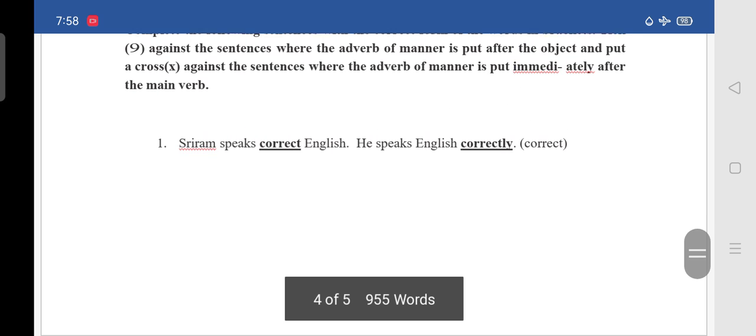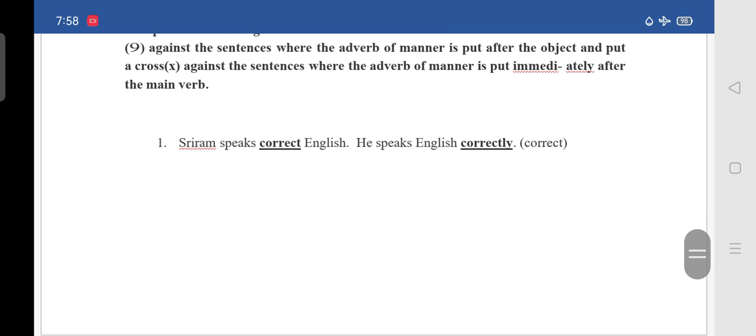If you have space in your textbook, you write it there in your textbook only, or else you write it in your notes. So I have already done this exercise for you. Listen carefully and write it neatly in your notes. See the first one. Sri Ram speaks dash English. He speaks English dash. In the bracket they have given correct. So what will you be writing in these blanks? Sri Ram speaks correct English.